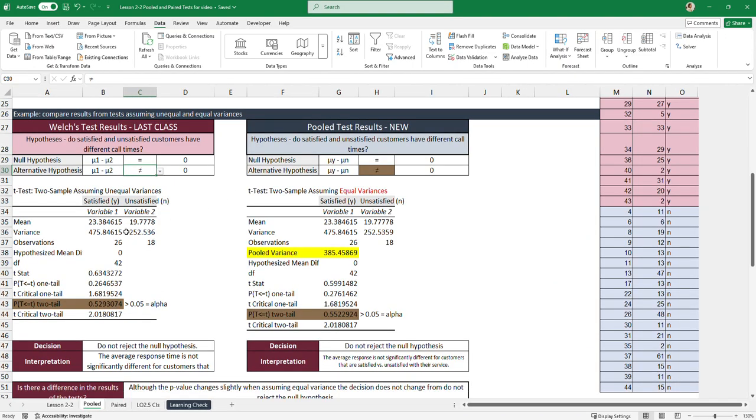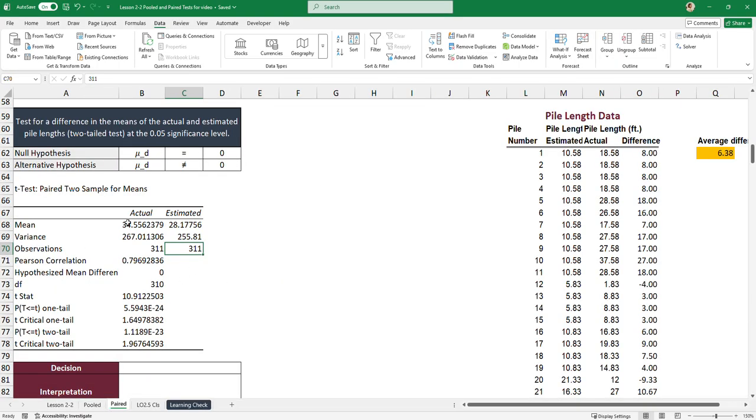Whereas for the pooled and the Welch test, we had different numbers in the different groups. That didn't matter. For the paired test, you should always have the same number of observations in each group. That can be another hint that you have to do a paired test, but you could also have an equal number in each group for independent tests, so that's not the only way you can decide. You have to think about how the data was collected. Like in this case, we have the before and after test, estimated and actual.